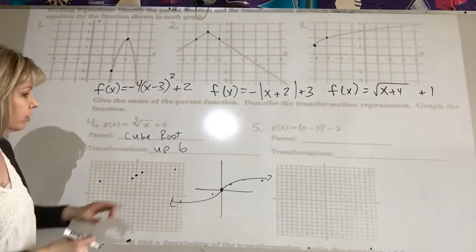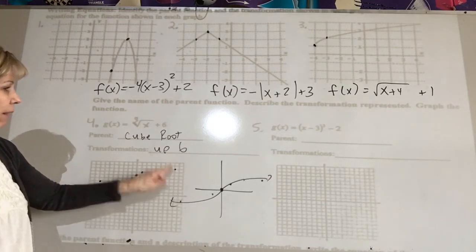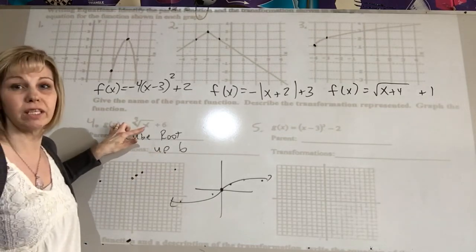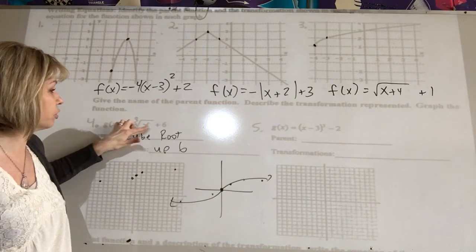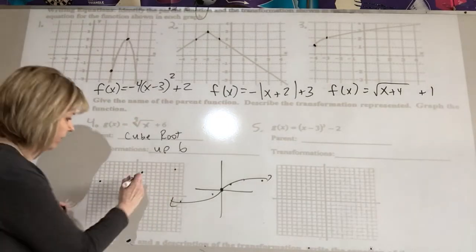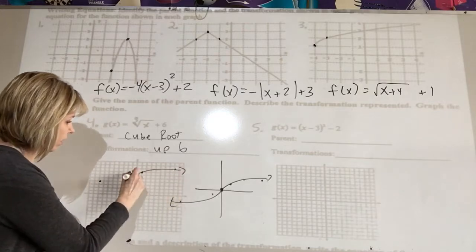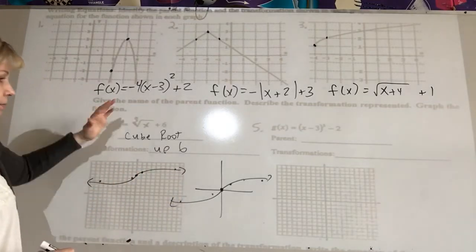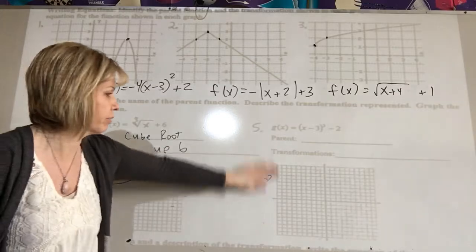Okay, and again, let's make sure that makes sense for that point. That was really putting 8 in. What's the cube root of 8? 2. 2 plus 6 is 8. At 8, it's also at 8. So there's our cube root that shifted up 6 from the parent function.